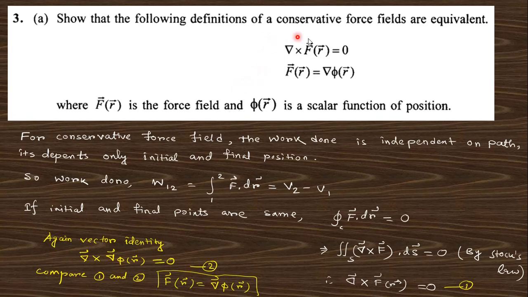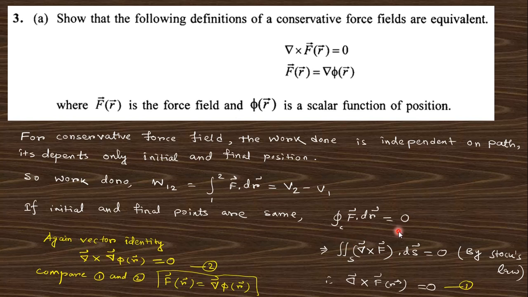Show that the following definitions of the conservative force field are equivalent. So you need to show that these two are equivalent. For a conservative force field, you know the work done is independent of path. So you can write the work done will be this. This is V2 minus V1. This can be written as any function. So the initial and final points will be the same. If the initial and final points are the same, this total work done will be 0, because these two are the same. Now you can apply the Stokes theorem in vector identities.